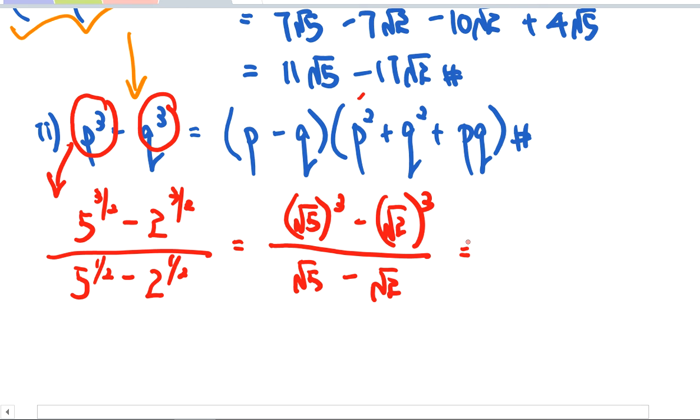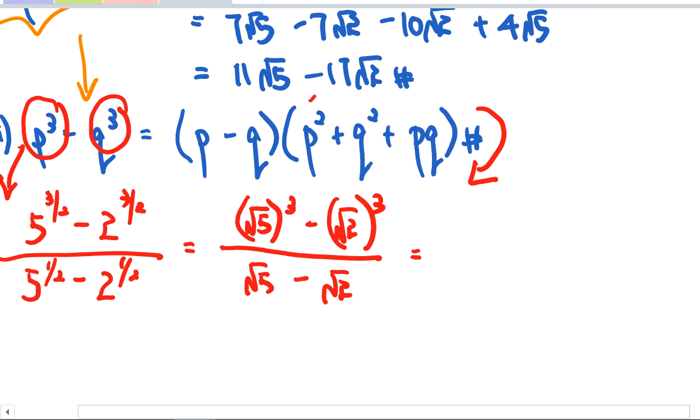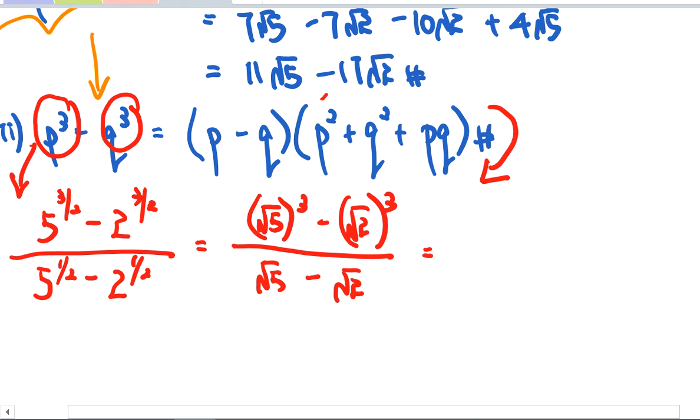Now we need to apply the part to this part. How to apply? Use what Seng Fai just told us. Seng Fai just now was using P and Q. But now we use square root 5 and square root 2. So I'm going to put it in. I replace my P with square root 5. I replace my Q with square root 2. So square root 5 minus square root 2.